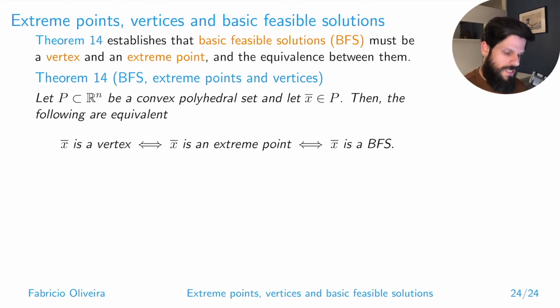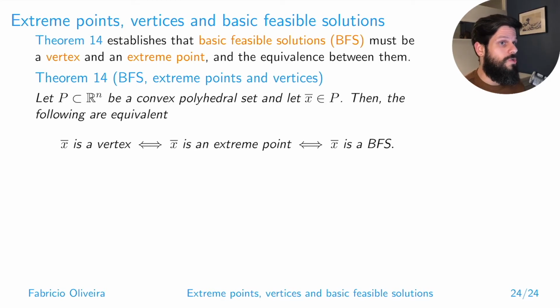And why is this result important? Well, because basic feasible solutions have a very algebraic way of being represented. So I just have to make sure I have n constraints that are active and all constraints are being satisfied. And that gives me basic feasible solutions. Done.